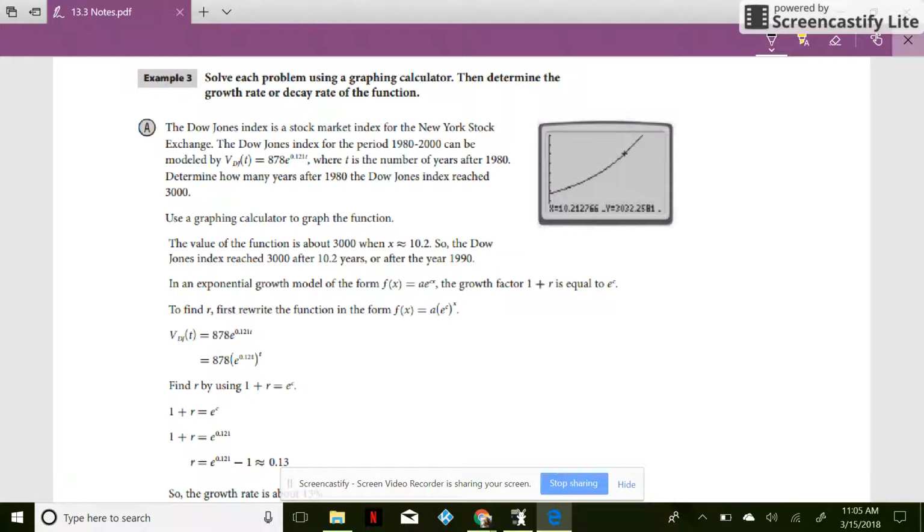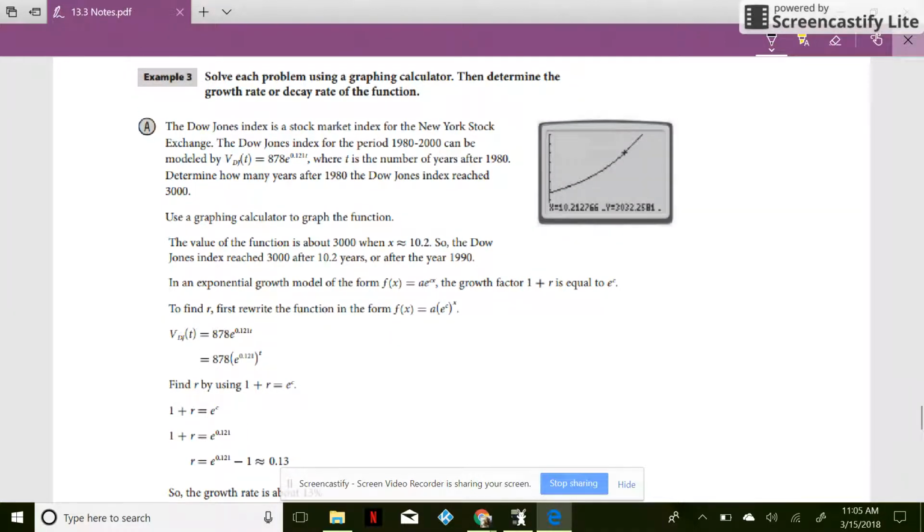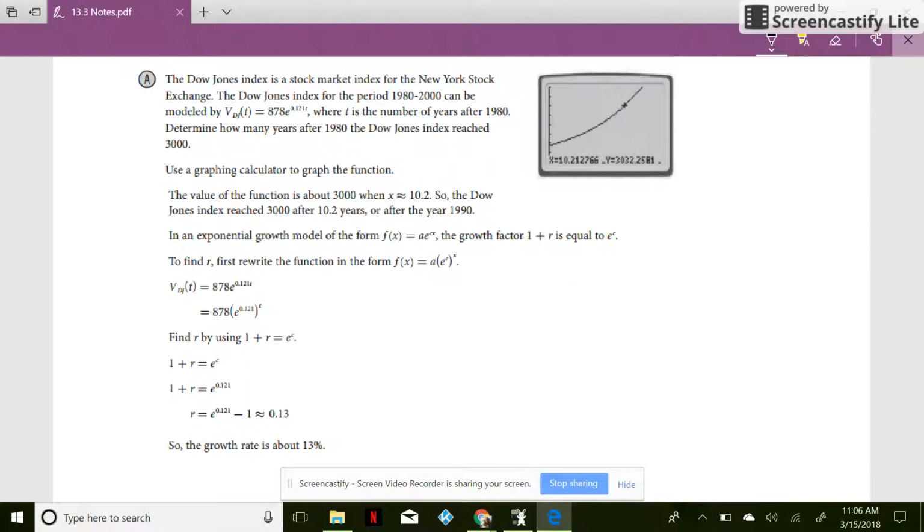So we're also able to do some modeling. It's a similar type of problem to the ones we've seen before. So they're telling us we've got this model here of the Dow Jones market. We're trying to find the value when the function reached about 3,000. So they just did an approximation. Again, I would draw the line at 3,000 and just do the intersect. It could be a little easier.